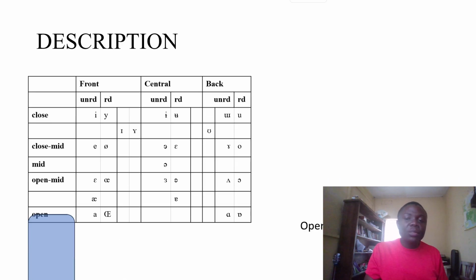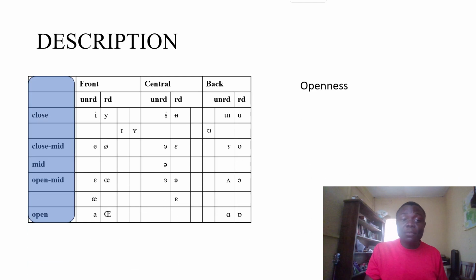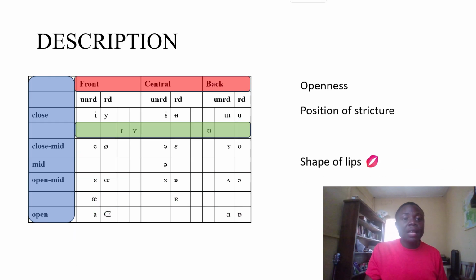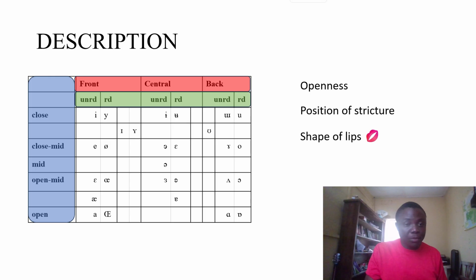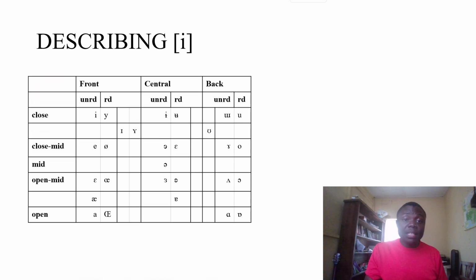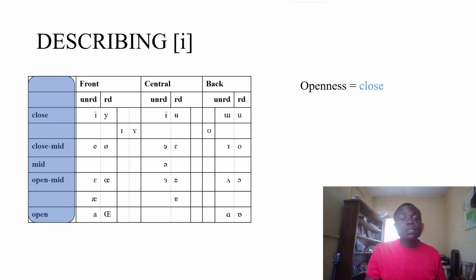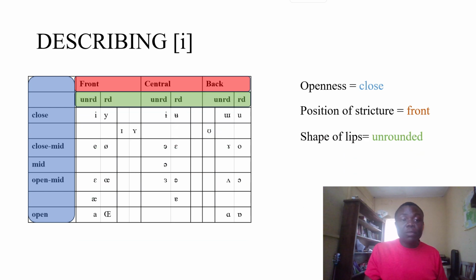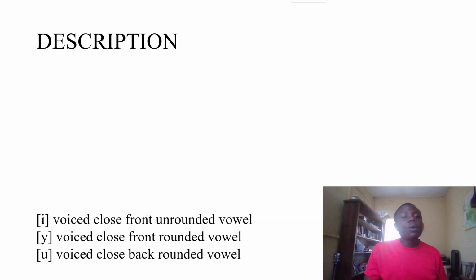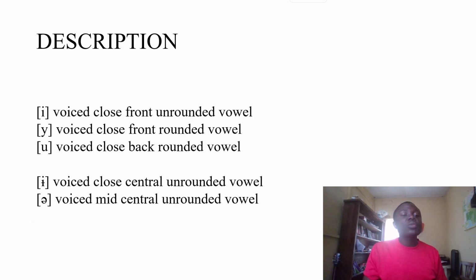Let's try to see now the description of the vowels. As I've said, openness first, and then what next? Position of the stricture, front, central, and back, then rounded or unrounded lips. Let's try to describe E as a vowel. Let's look at the openness. The E vowel is close. Let's look at the position of the stricture. The E vowel is front. And let's look at the shape of the lips. The E vowel is unrounded. Make sense?